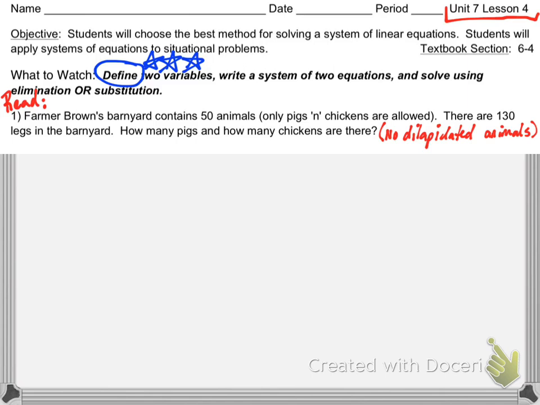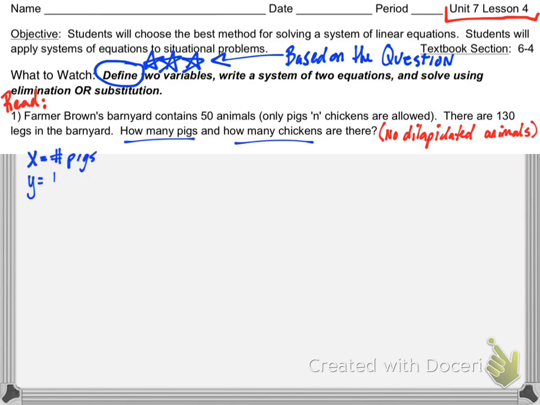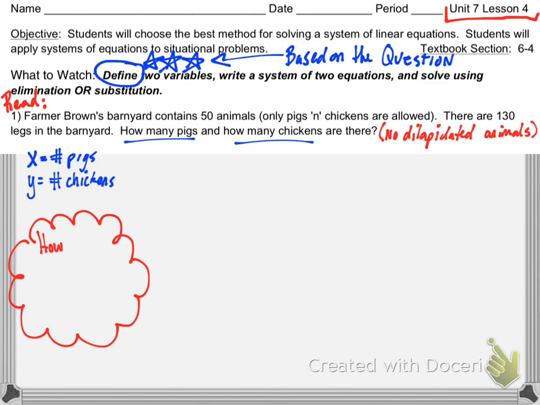So the first and most important step is to define 2 variables. Now the way we're going to do that is we're going to define variables based on the question. So whatever the question's asking, we want our variables to stand for the answer to that. So it says how many pigs and how many chickens. So we define our variables to be the number of pigs and the number of chickens. That way when we solve for x and y, we've answered the problem.